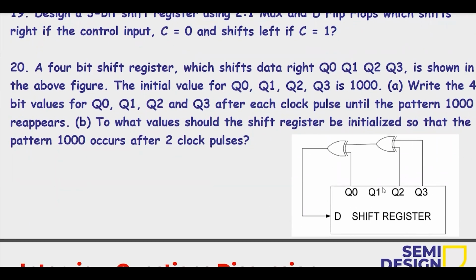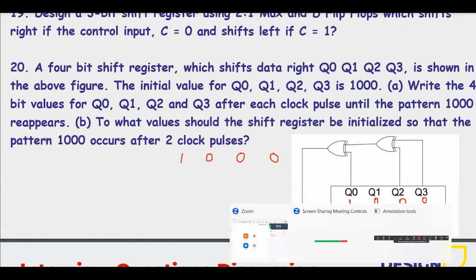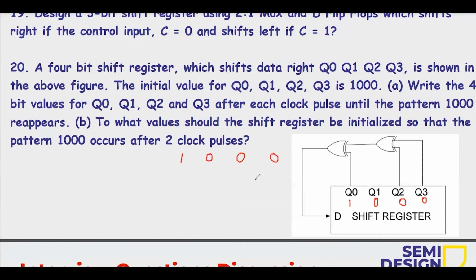Okay, so what is the shift register given here? Q is 1000. They're telling us 1000. So you need to perform the XOR operation also here. So we'll take 1000. Now can you tell me what is the value for the next clock cycle? 1100. 1100. Okay.